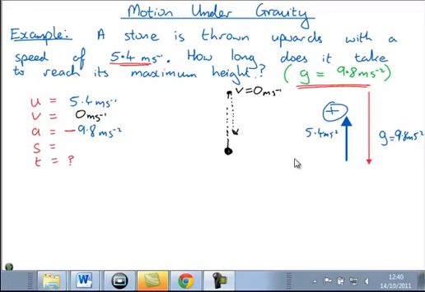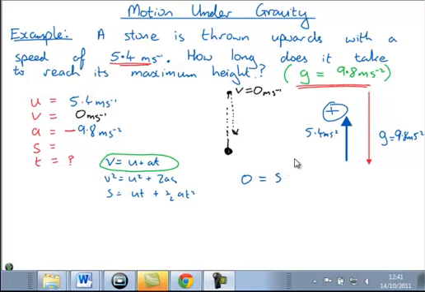So we write out our three equations. v is equal to u plus at, v squared is equal to u squared plus 2as, s is equal to ut plus 1/2 at squared. We're looking for time. In this instance, we want to use this first equation. Fill in the numbers we have. We know 0 is equal to u, which is 5.4, plus at, which is minus 9.8 times time.